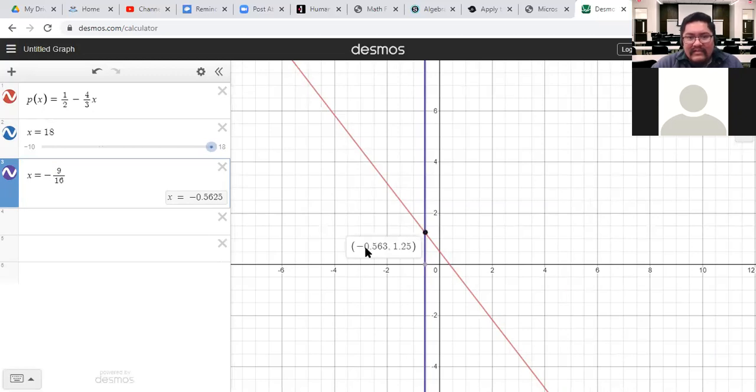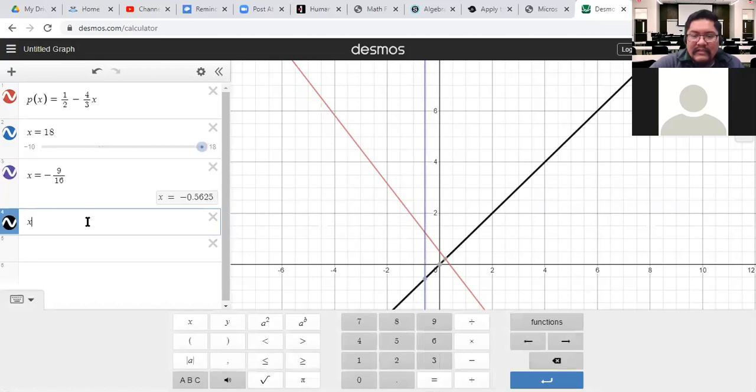So now it gives us the decimal of negative 9/16, which is a little bit more than half, right? If this was 8/16, it would be exactly half. And we know that 0.5 is half, so this extra little bit of number comes from this being slightly larger than half. But we still get an output of 1.25. So if I put in negative 9/16, I will get 1.25.